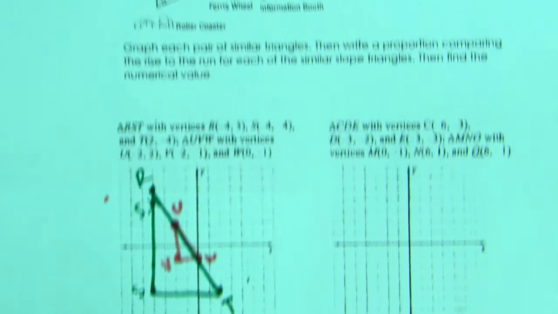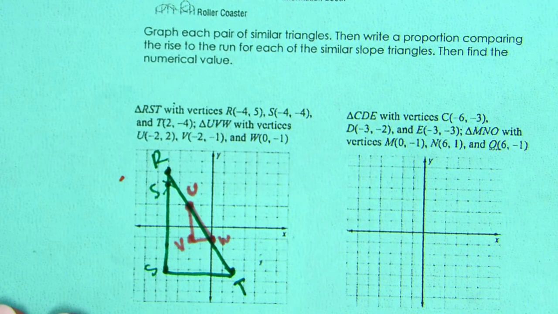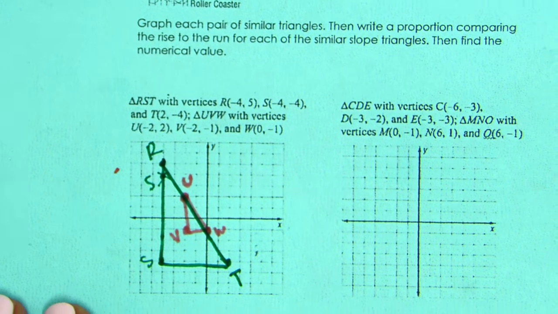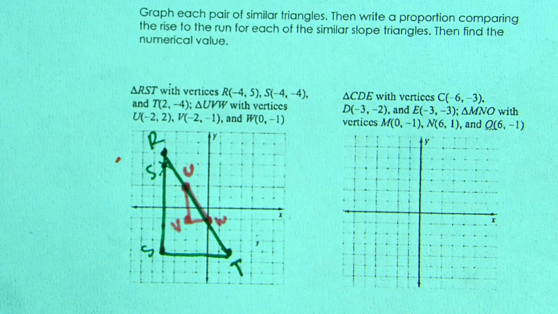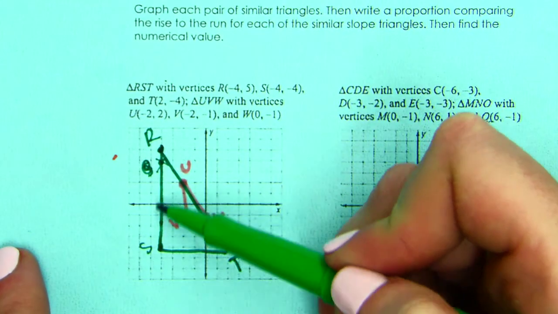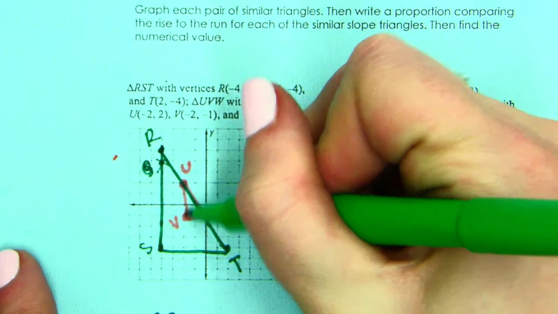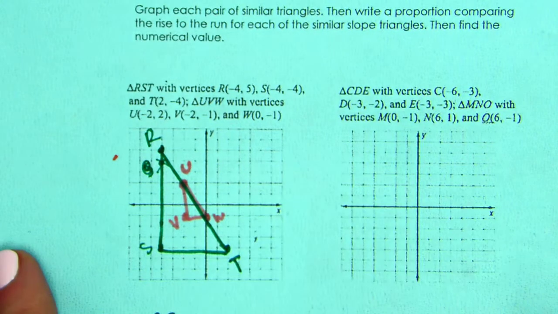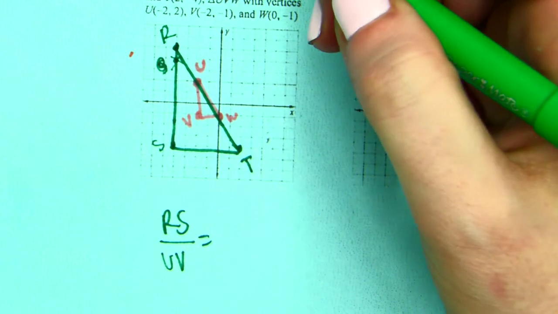So the directions at the top say graph each pair of similar triangles. Then write a proportion comparing the rise to the run for each of the similar slope triangles, then find the numerical value. So our proportion this time is going to have letters in it instead of numbers. So we're going to do rise over run. So rise, remember from doing slope, means this side. So side RS corresponds with side UV on the other triangle.